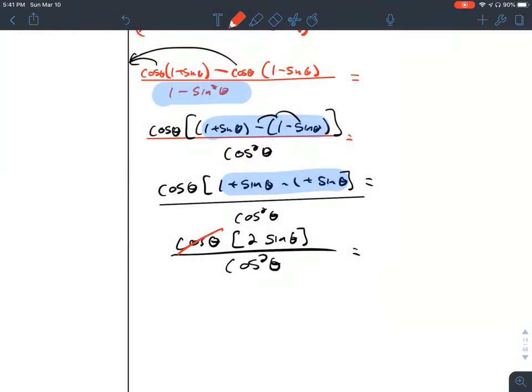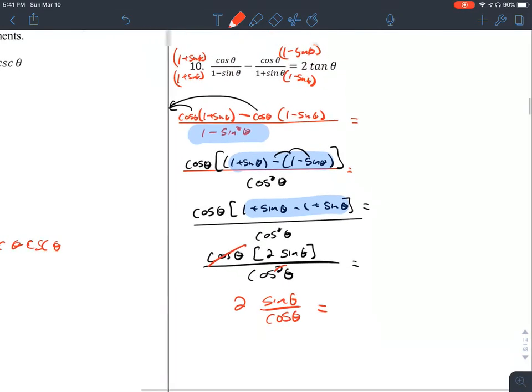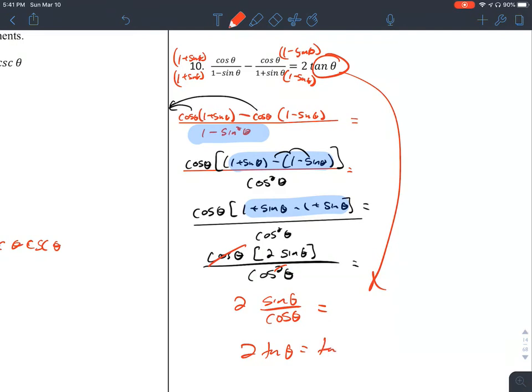Then cosine divided by cosine cancels. Now we have 2 times sine of theta over cosine of theta. Guess what sine over cosine is? It's tangent, which is what the right side was all along. Whoops, I forgot my 2. That concludes the notes.